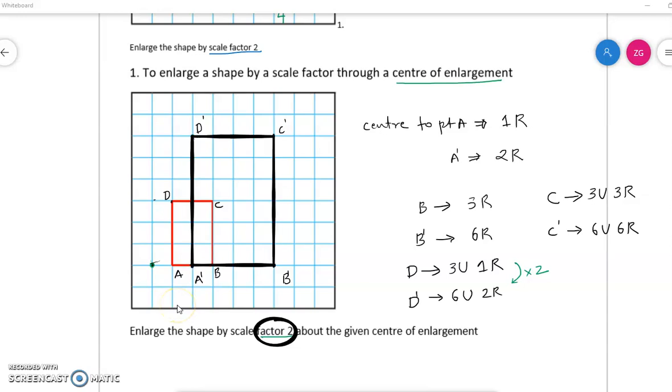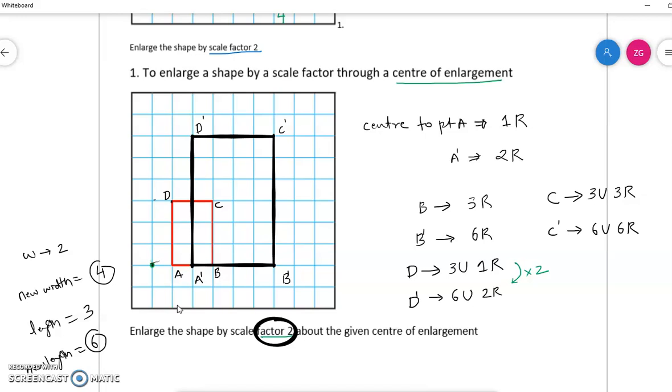We can check here the width of the pre-image and the image. The original width was only 2 and the new width is 4, that is 2 times 2, it became 4. The original length was 3, the new length is times 2, that is 6. So it is expanding, enlarging by a scale factor of 2.